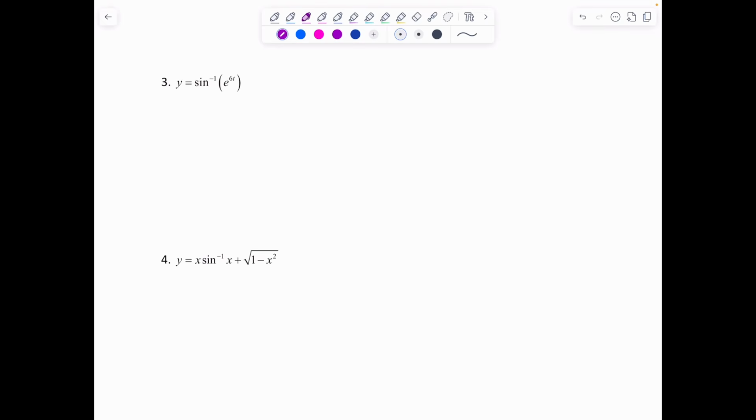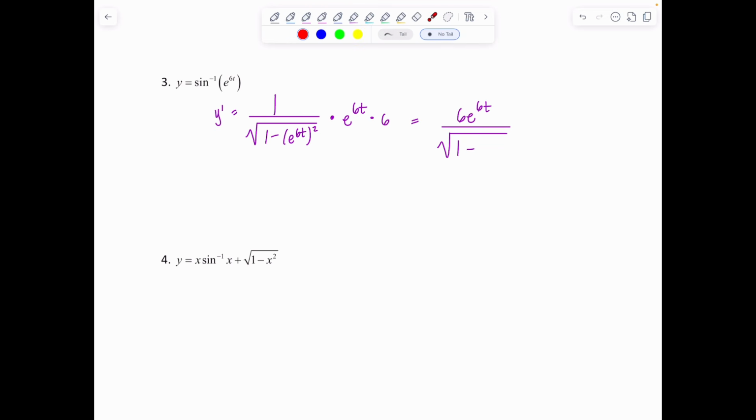Okay, y prime, derivative of sine inverse something is 1 over square root 1 minus the something squared. Then, chain rule, multiply by the derivative of the something. So derivative of e to the 6t is going to be e to the 6t times 6. Woo, calculus is done. Just clean her on up. 6e to the 6t over square root 1 minus. Remember, when you raise a power to another power, you just multiply those exponents. So it'll be e to the 12t. Voila. Love it. Okay, are you ready for one of my favorite problems ever?